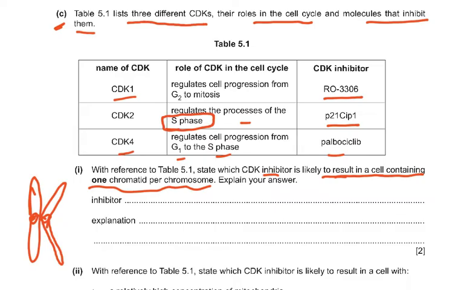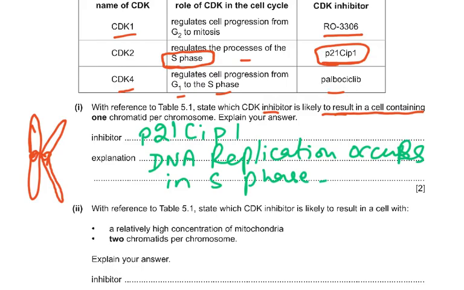So we will say P21CIP1, this one is the one which is going to cause the damage, because it will stop DNA replication. Or you can say DNA replication occurs in the S phase of interphase. So the inhibitor is P21CIP1 and DNA replication occurs in S phase. If that is going to be inhibited, then naturally the chromosome will not form the sister chromatid.